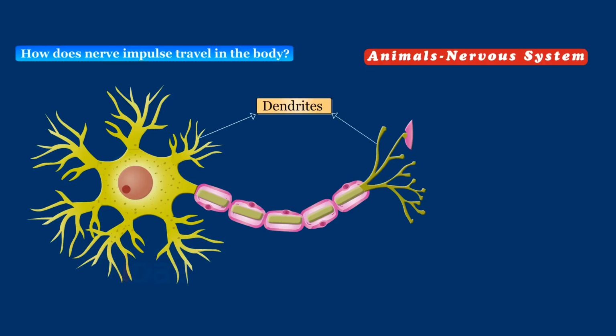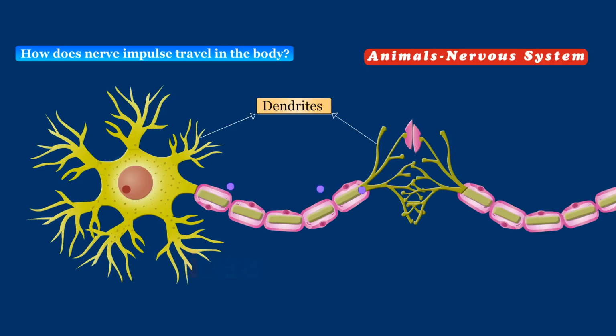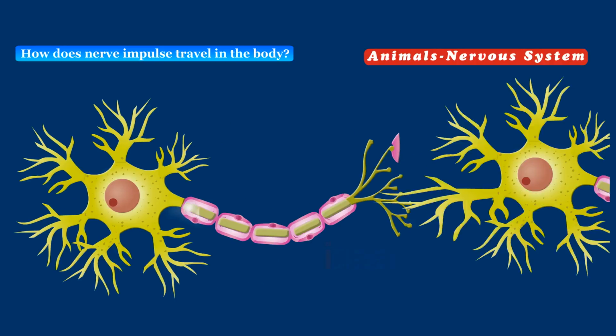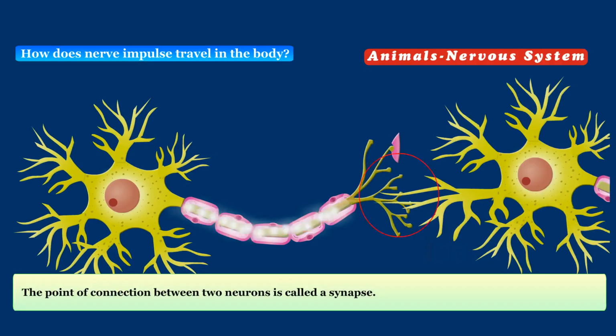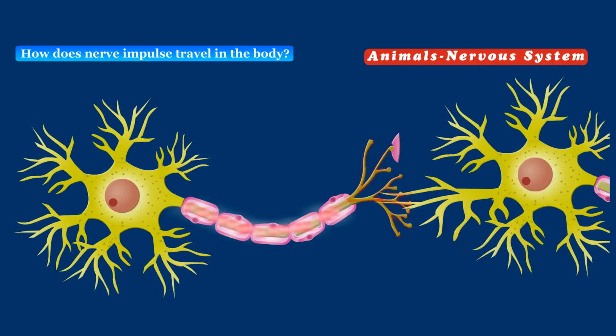Initially, the dendritic tip receives information and brings out a chemical reaction which creates an electrical impulse. This impulse travels from the dendrite to the cell body and then along the axon to the nerve terminal. At the end of the axon, the electrical impulse activates the release of some chemicals. These chemicals cross the synapse. After crossing the synapse, these chemicals start a similar electrical impulse in a dendrite of the next neuron. This is how a nerve impulse travels in the body.